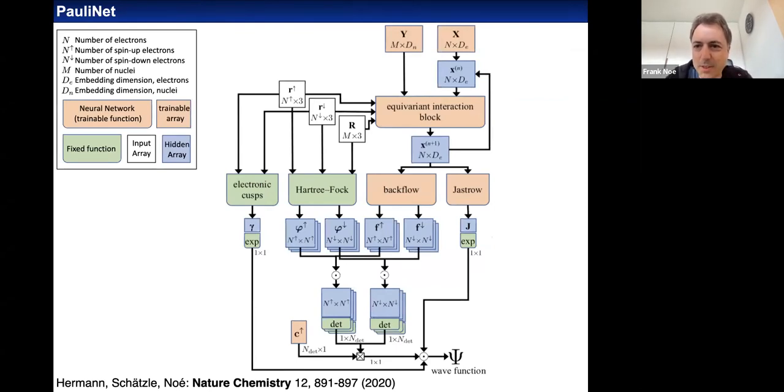Basically, the orange stuff here are neural networks. The top right is basically a block which is represented by a graph neural network, where the nodes of the graph are the nuclei and the electrons that are interacting with each other in a particular way. And all the green stuff basically is physics.